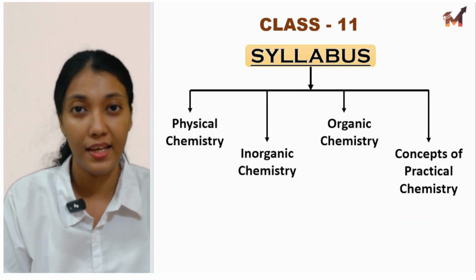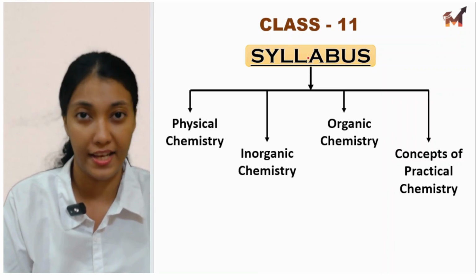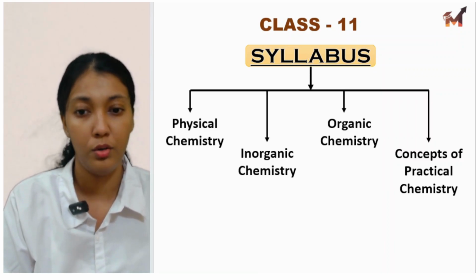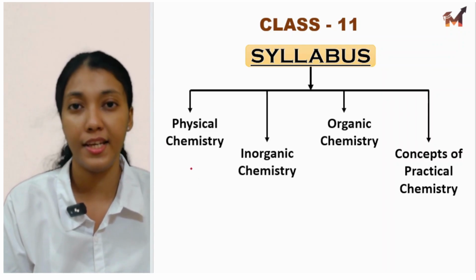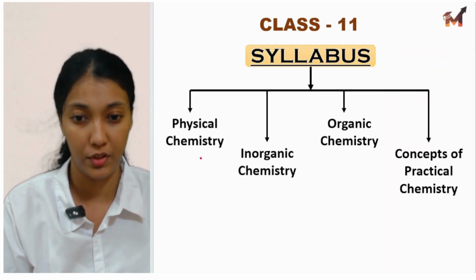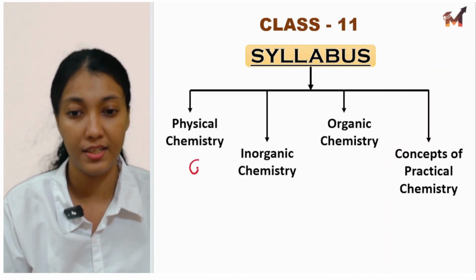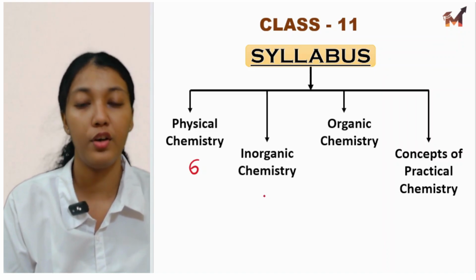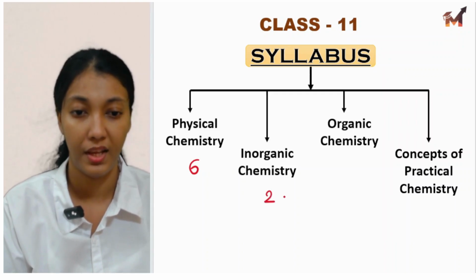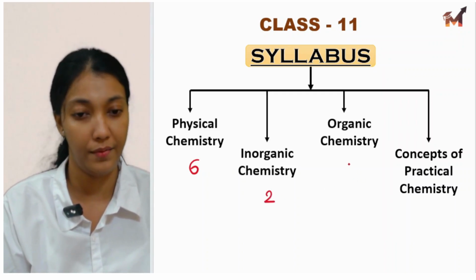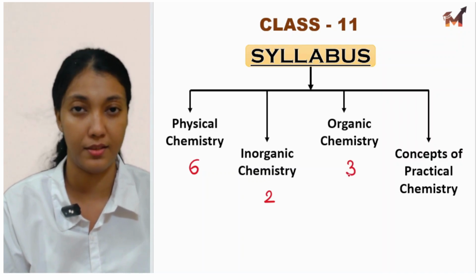तो पहले हम देखेंगे कि मैंने यहाँ पे सिलेबस को 4 सेक्शंस में डिवाइड किया है। उनमें से the first 3 sections are most important. Firstly, we have the section of physical chemistry where we have to study 6 chapters, followed by inorganic chemistry where we have to study 2 chapters, and organic chemistry where we have to study 3 chapters.